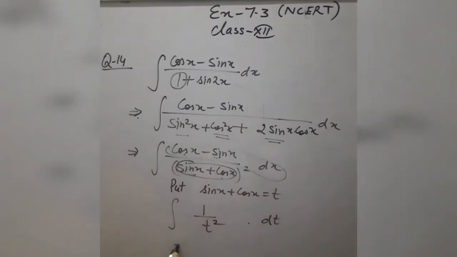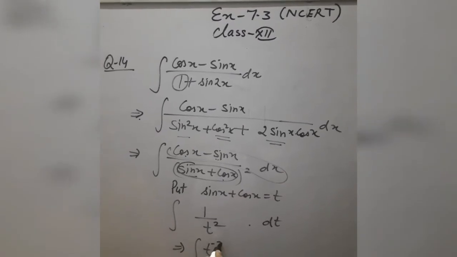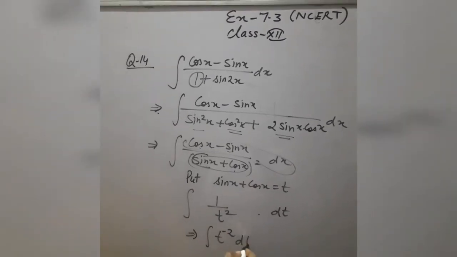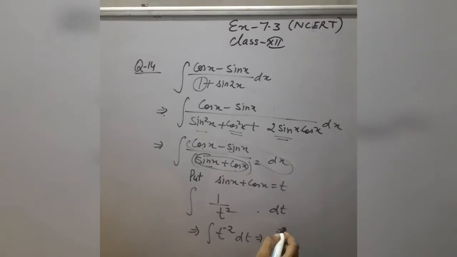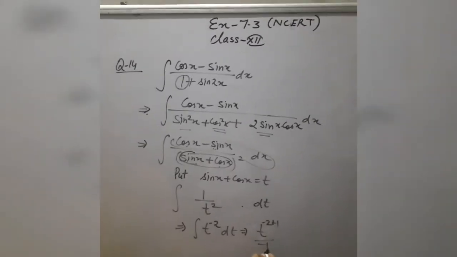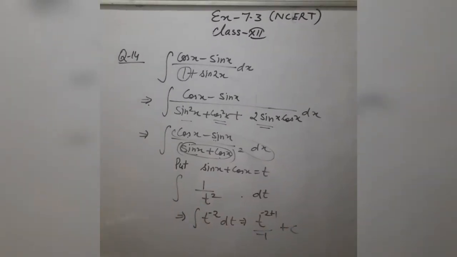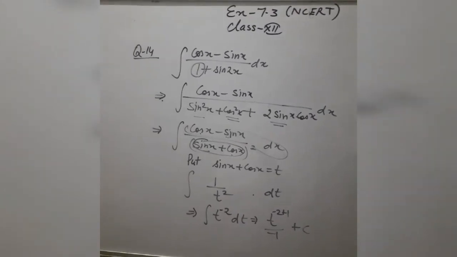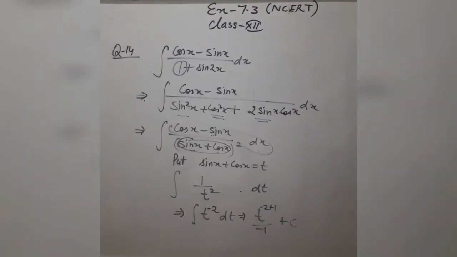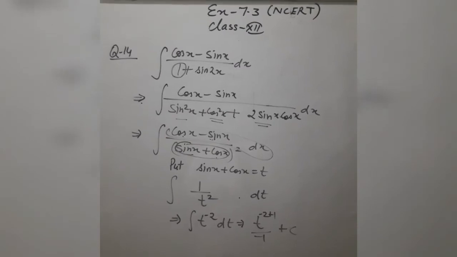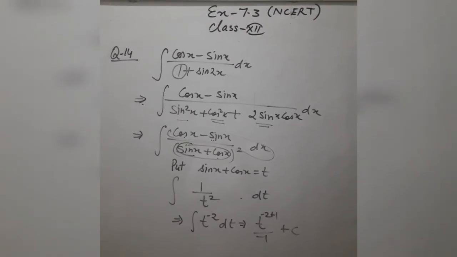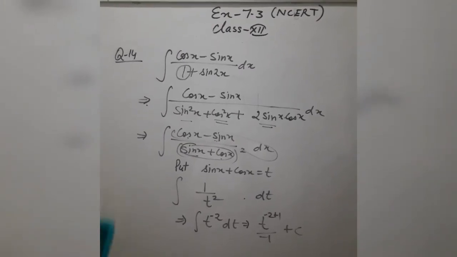Now you can integrate it. This can be written as t raised to power minus 2, and in case of integration the power is increased by 1, divided by minus 1, plus integration constant c. In the last step, in place of t write down the value of t, which is equal to sin x plus cos x. So this is question number 14.